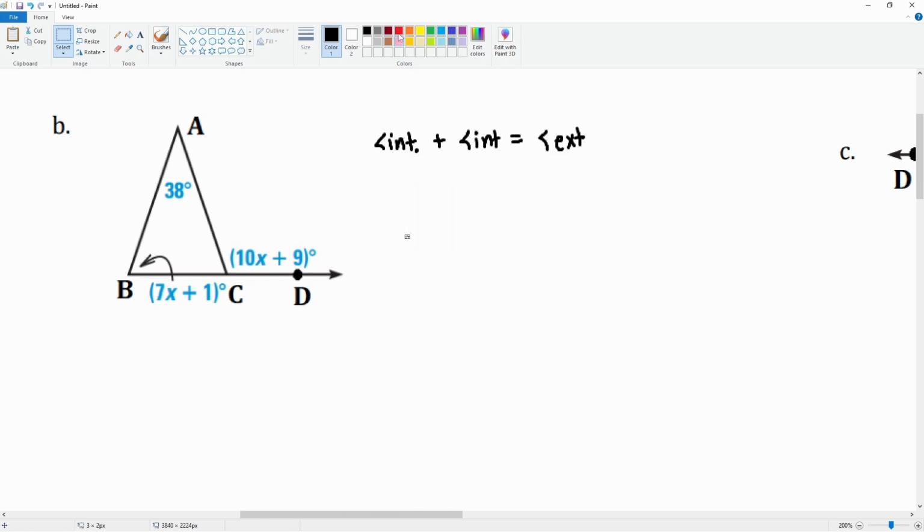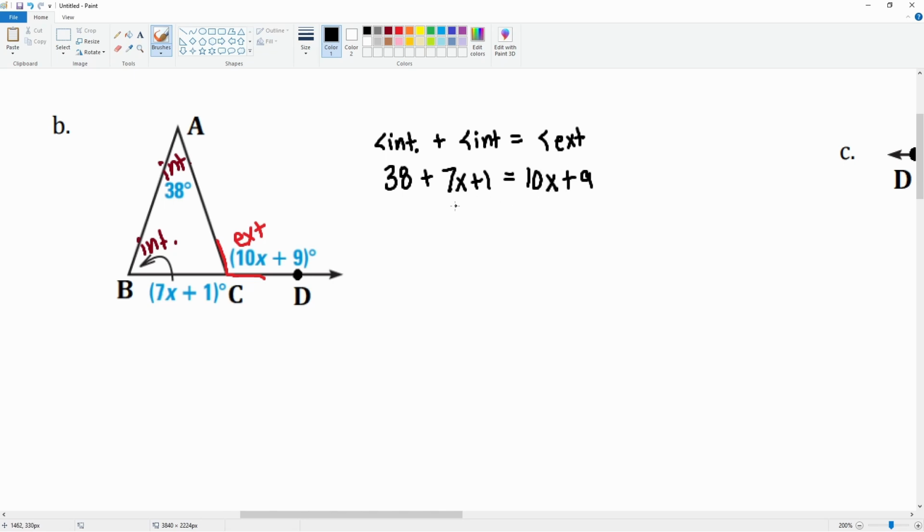Let's just label it so we can see what I'm referring to. This is the exterior angle of ACD. And here are your two interior angles, 38 and 7x plus 1. So let's write the substitution here. The interior angle here, it is 38. We're going to add the other interior angle of 7x plus 1. That's going to be equaling to the exterior of 10x plus 9.